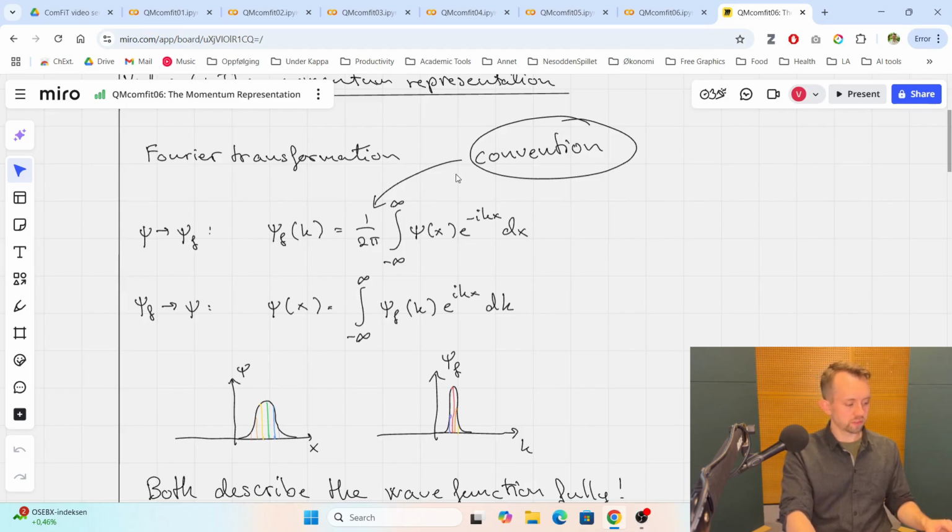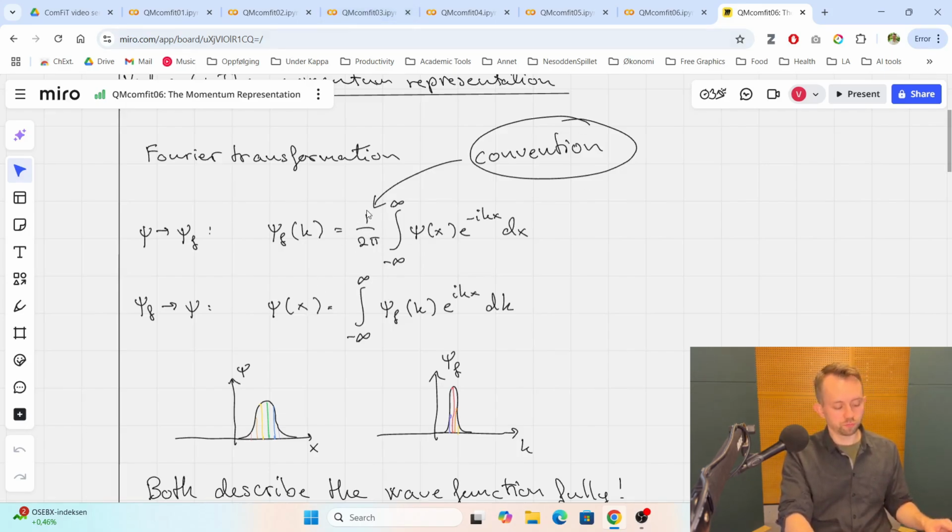So the expressions look like this in the infinite domain. So psi-f, a function of the wave number, is this expression here: 1 over 2 pi, the integral from -infinity of psi(x) e to the minus ikx dx. And then if you have the Fourier space function, you can do the inverse Fourier transformation to get back to your original function.